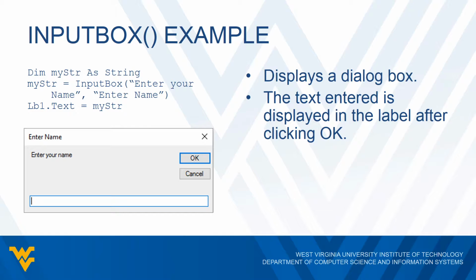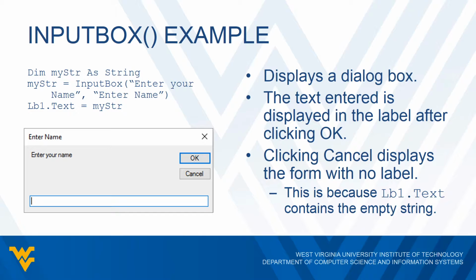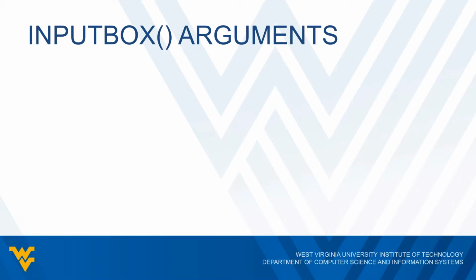Now, what if we click Cancel? If we did that, it would actually display the form, but there would be no label text associated with it, because initially the lb1.Text property is going to contain the empty string. So you get a pop-up box that asks you to enter a name. You type it in, click OK, and that appears in the label portion of your form. If you were to click Cancel, then nothing would be displayed on the form in that label spot.